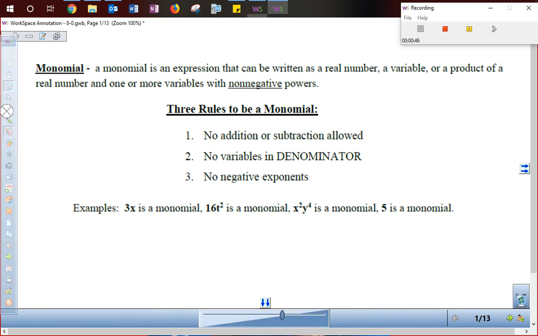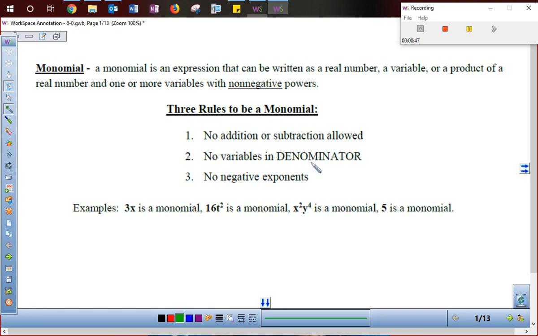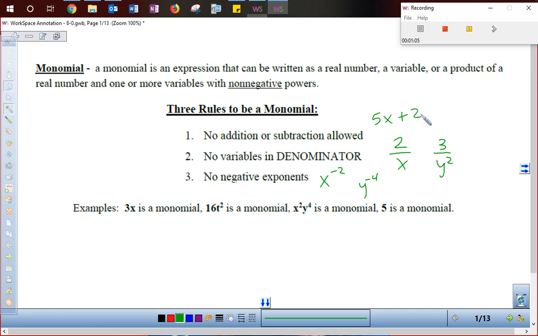And then rule number 2 is that we can't have any variables in the denominator. So I don't want to see anything like this, like 2 over x or 3 over y squared. That's not a monomial. And then finally, we can't have any negative exponents, no x to the negative second or y to the negative fourth. So the 3 rules is no addition or subtraction, no variables in the denominator, and no negative exponents. So if an expression follows these 3 rules, then it would be a monomial.